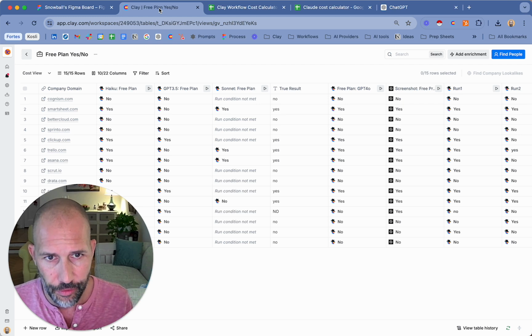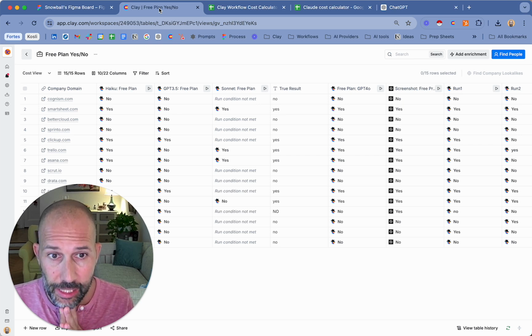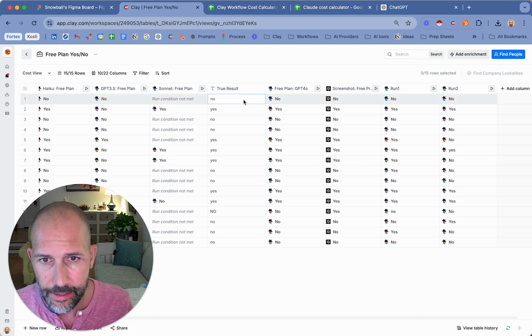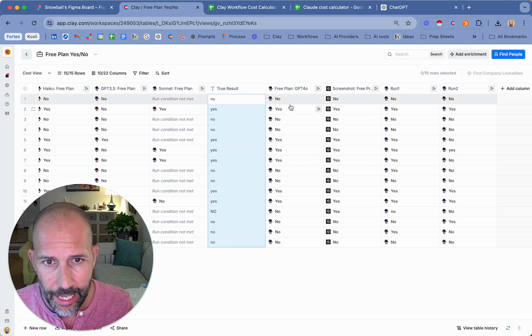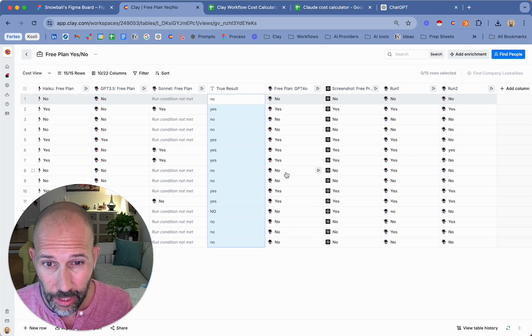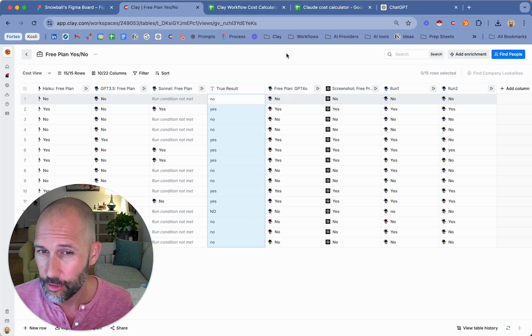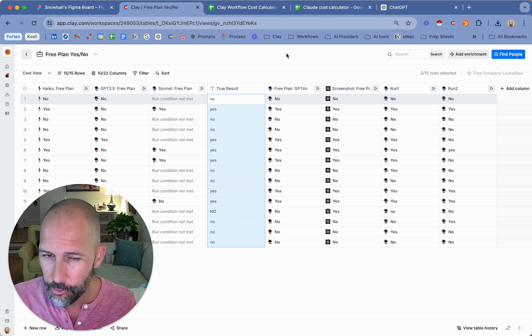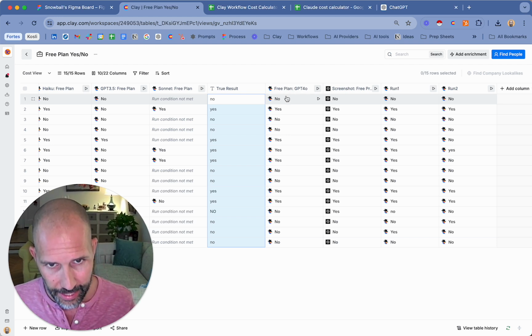So first things first. For this question, does a company have a free plan, yes or no? When you start with an expensive model, let's say GPT-4o, you get really good results. So let's look at this. This is the true result, and this is what GPT-4o said. That's actually a 100% match rate. I would say that's probably not going to be 100% across 10,000, but it's a really, really good result. So we can run with that.